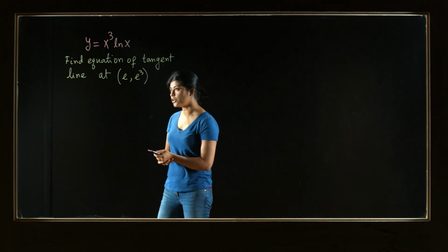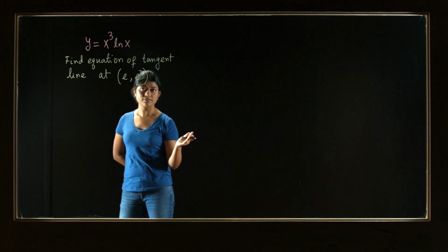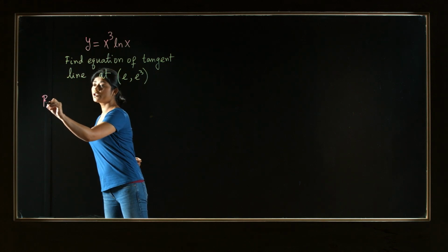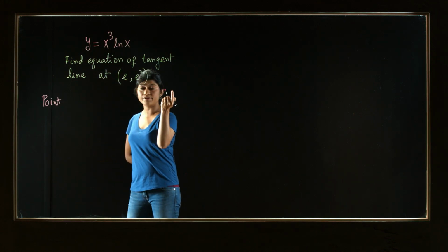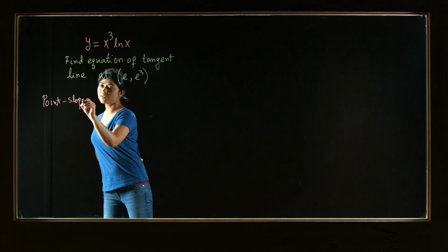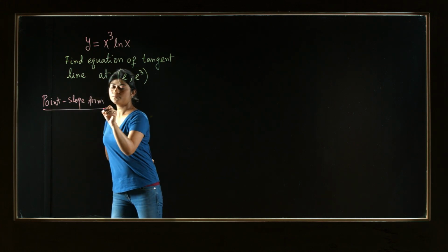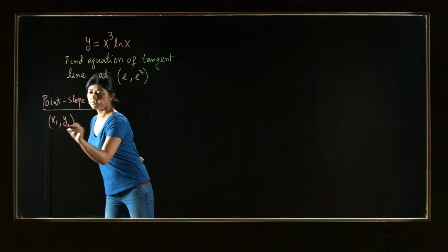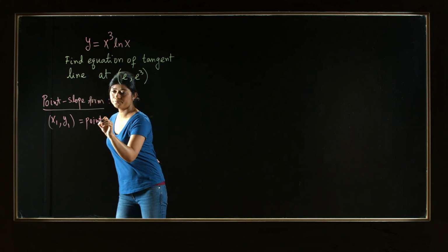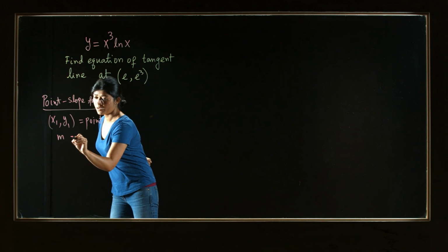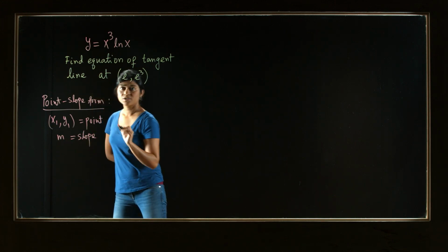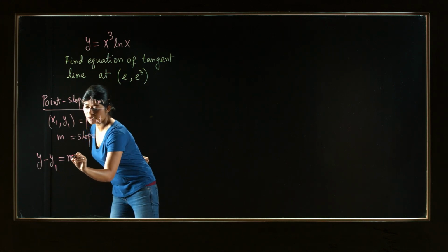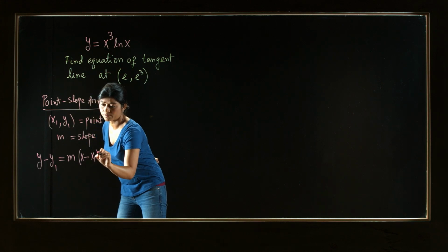Let me remind you first that there are many ways of writing equations of a line. The one that we will probably use is the point slope form because a point is already given. Suppose you have a point (x1, y1) on the line, and suppose m is the slope of the line. Then the equation of the line is y minus y1 is equal to m times x minus x1.